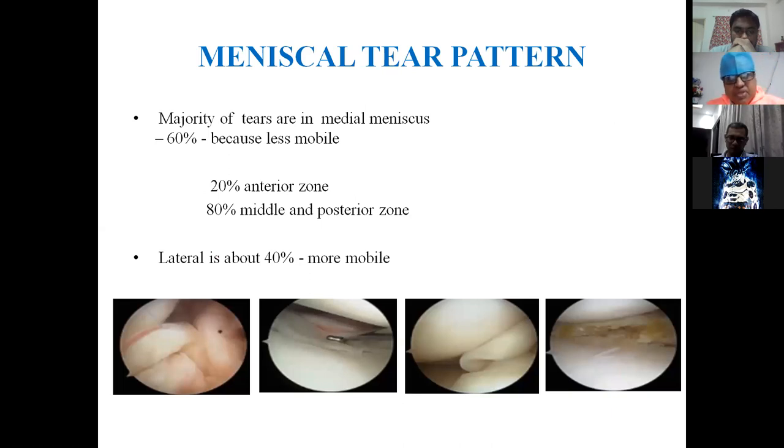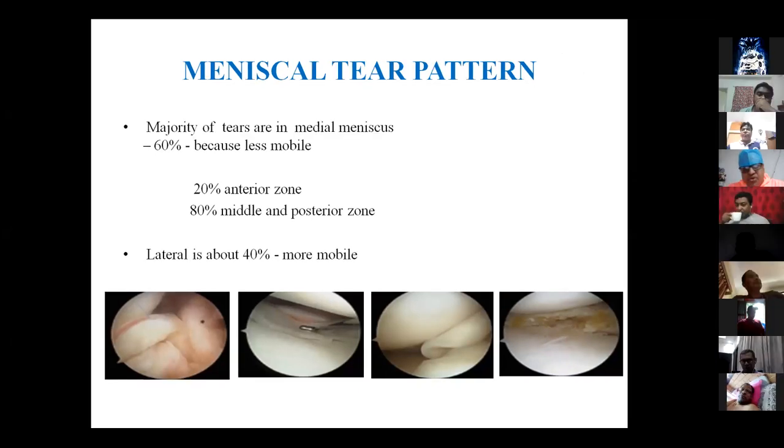There are different types of meniscal tear. There is the medial meniscus tear. Mostly, 60% of meniscal tears occur in the medial meniscus and 40% in the lateral meniscus. Why does the meniscal tear occur more in the medial meniscus? Because the medial meniscus is attached to the medial collateral ligament, so it cannot move. Mostly when internal rotation occurs, the medial meniscus is injured more. The lateral meniscus is free of the lateral collateral ligament. That's why injury is not as common as in the medial meniscus.